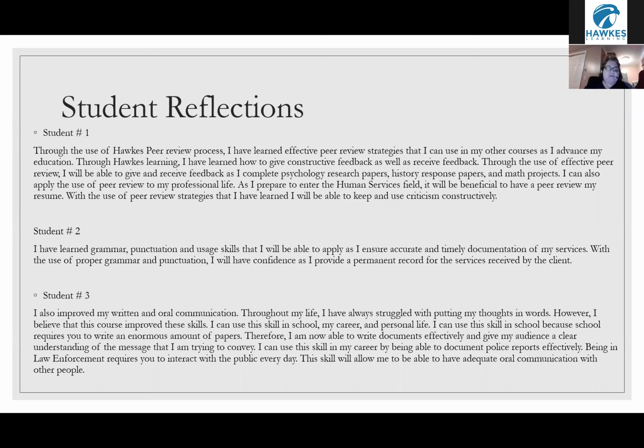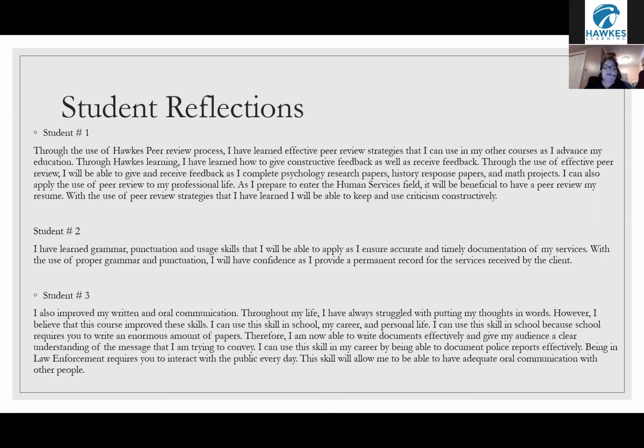Another one says, I've also improved my writing and oral communication. Throughout my life, I've always struggled with putting my thoughts into words. However, I believe that this course improved these skills. I can use the skill in school, my career, and my personal life. I can use the skill in school because the school requires you to write an enormous amount of papers.